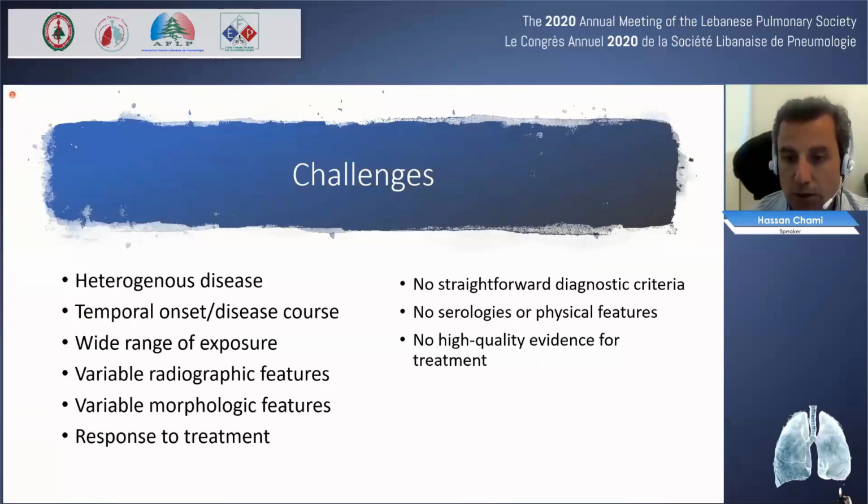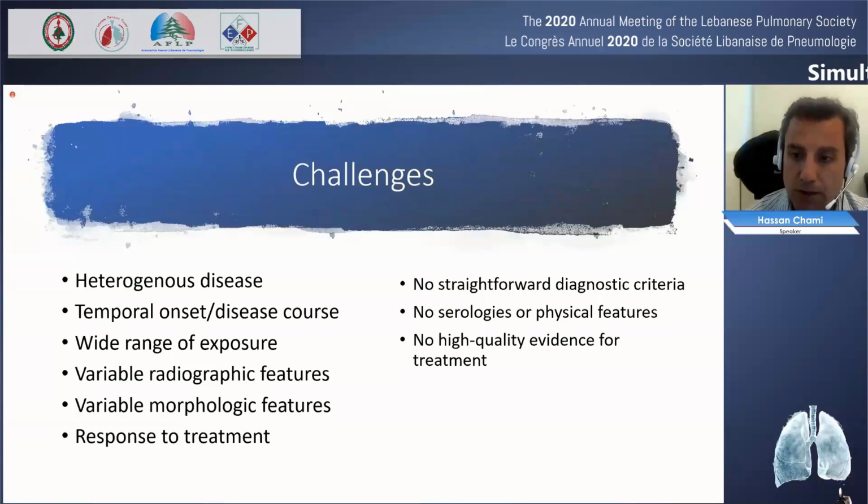There were no straightforward diagnostic criteria up until recently, as highlighted by these new guidelines. And there are no serologies or physical features to help, similar to what you see with connective tissue disease associated interstitial pneumonitis, and no high quality evidence for treatment.